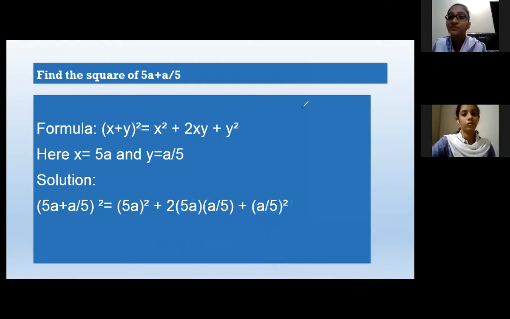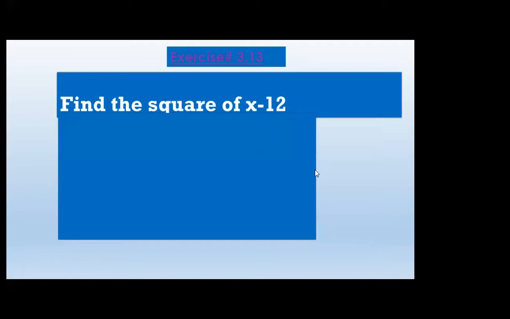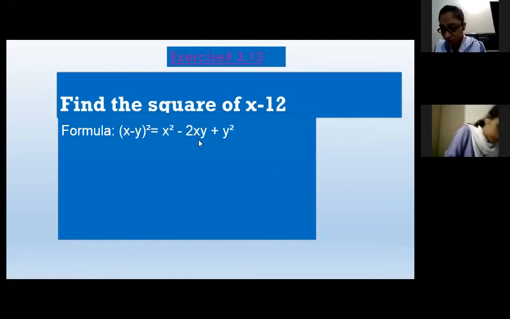Let's move on to the next question. Now, the next task is to find the square of x minus 12. In this question, we have to apply, Manahil, the second formula of the square, that is x square minus 2xy plus y square. Where will the minus sign come, beta? Only with 2xy. Is it clear? Amna Maqsood, only the minus sign comes with the 2xy term.